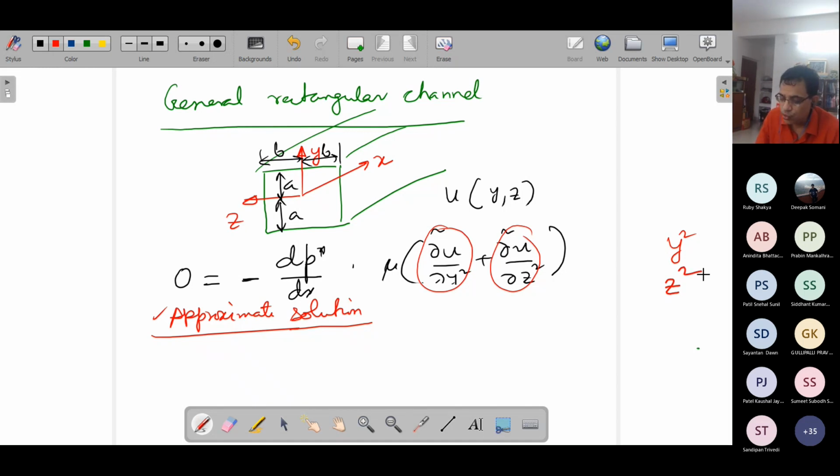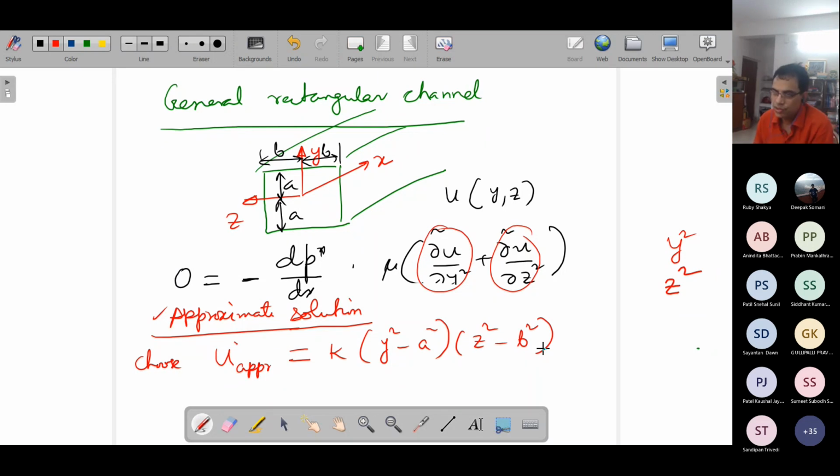On top of that, it should satisfy the boundary condition that at y equal to plus or minus a and z equal to plus or minus b, the velocity u has to be 0 by the no slip boundary. So with that, you can choose u approximate as some k into y square minus a square into z square minus b square.